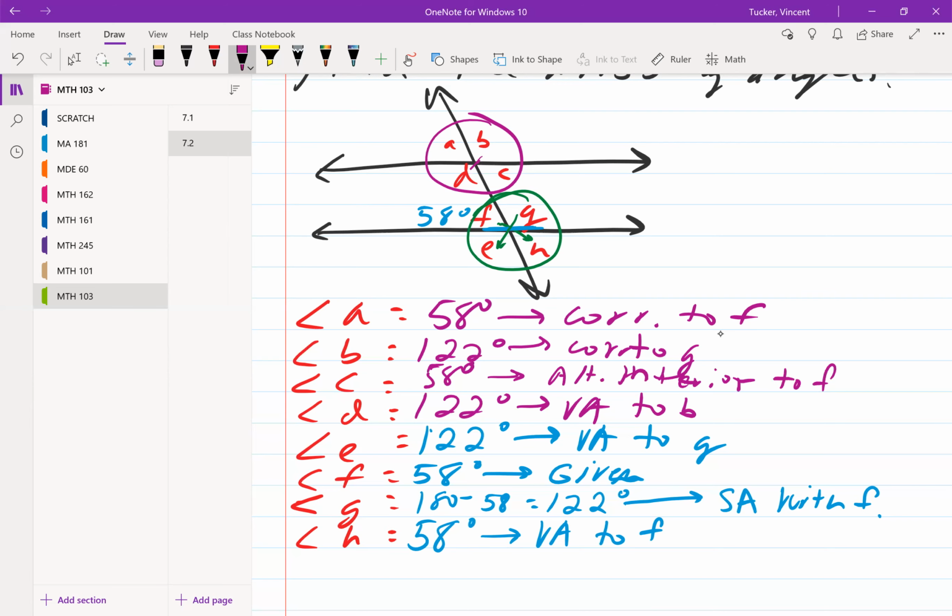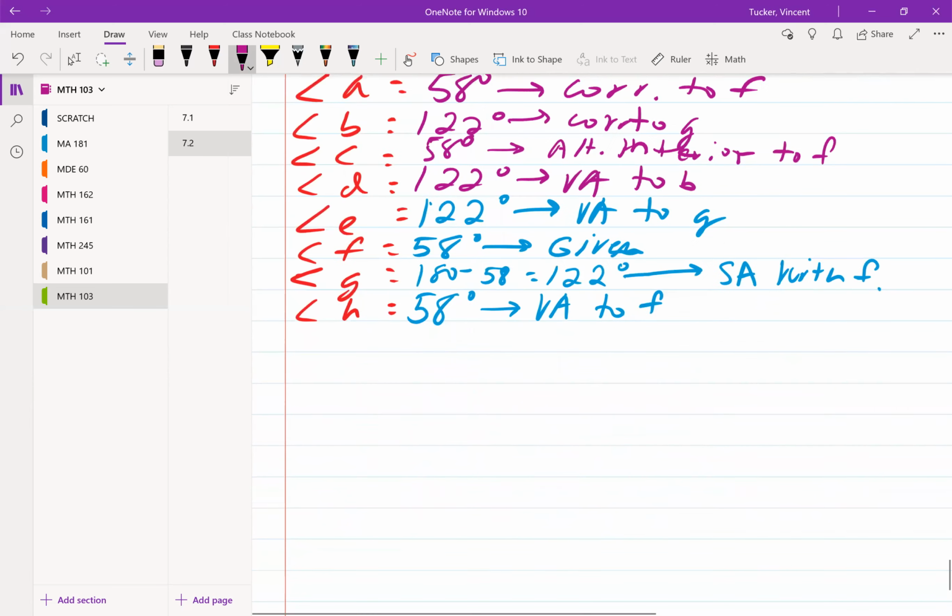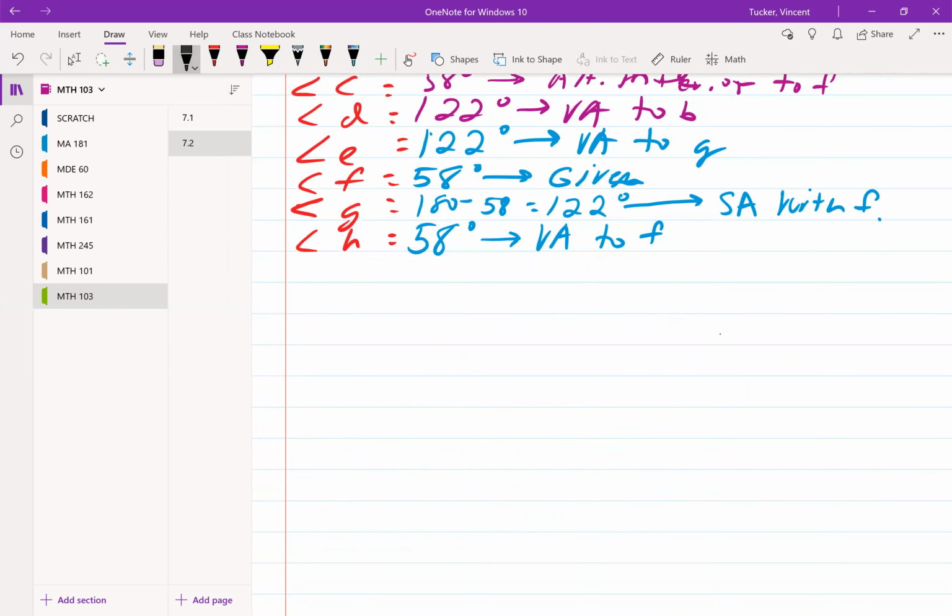All right, one more thing and then we'll be done with this section. I believe it's angles of a triangle. Where'd it go? Yep, angles of a triangle.